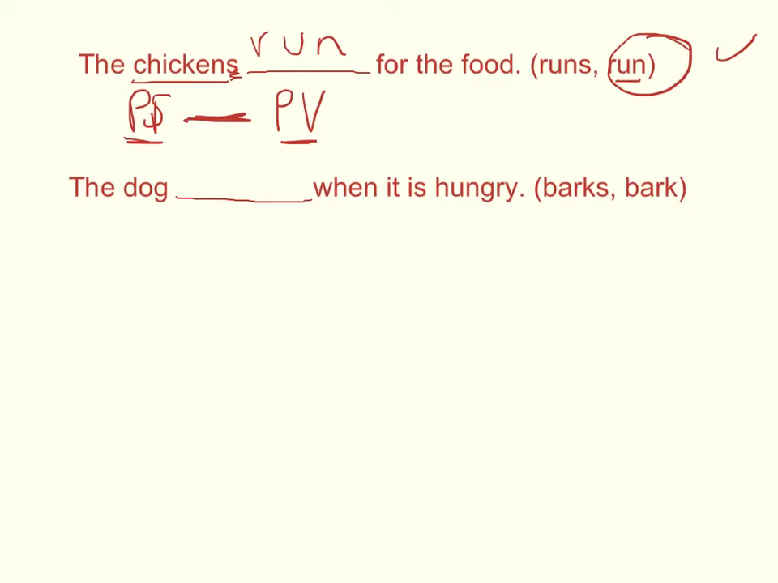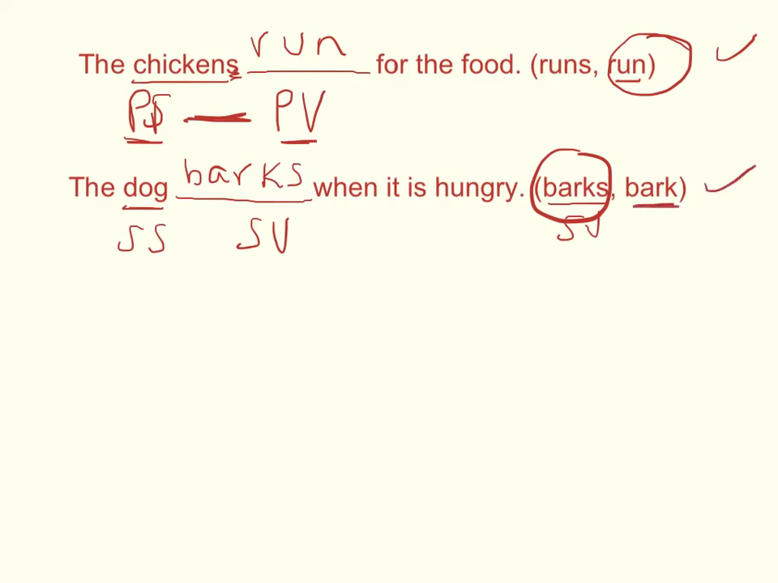All right, let's look at another sentence. The dog blanks when it is hungry. In this case, our subject is a singular subject, so it must take a singular verb. Question is, barks or bark? Which one of these is a singular verb? If you said barks, you are correct. So let's plug that in, our singular verb, and let's see how our sentence sounds. The dog barks when it is hungry. Excellent. Now if we had tried to put bark in, let's see how that sounds. The dog bark when it is hungry? No, that doesn't sound right. The dog barks when it is hungry. Much better.